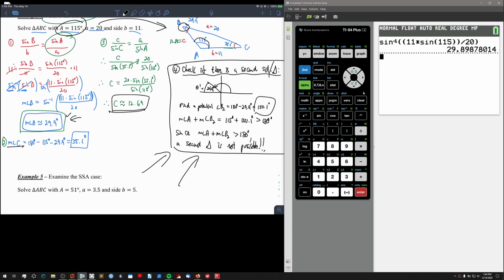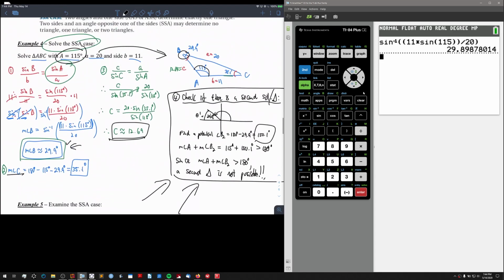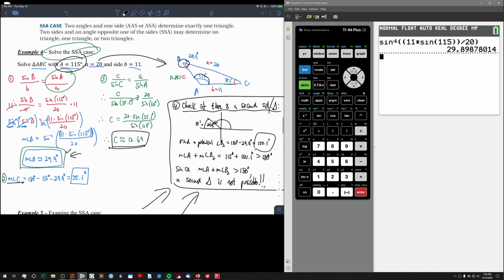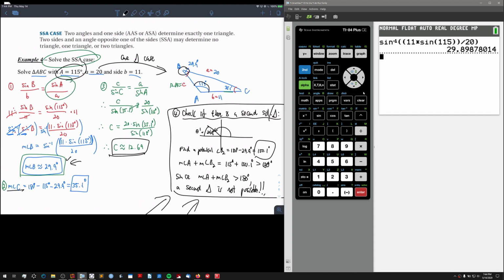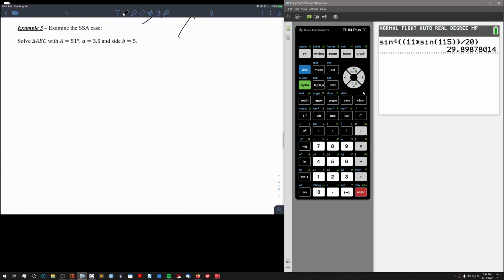All right. So let's look at the second case. So this is the one triangle case of SSA. So let's do the second one. That's a different case, and so you'll see how this works. So here I have another triangle, and I've got angle A is 51, so that's an acute angle, 51 degrees. Here's angle A. I like to put B up here, angle B and angle C. And then side A is 3.5 and side B is 5.